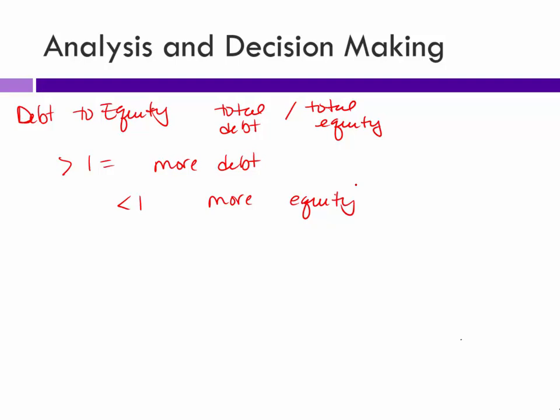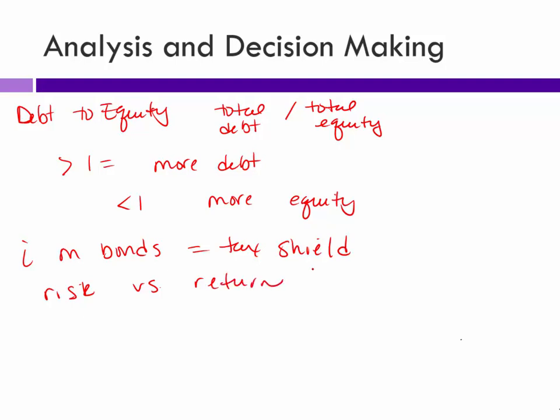So there's pros and cons to both, and they impact a lot of things. The interest on the bonds serves as a tax shield because it increases expenses, and so that decreases net income, and they're taxed on their net income, not their revenue. There's that risk versus return that we talked about a little bit earlier, meaning, again, you have to pay it back.